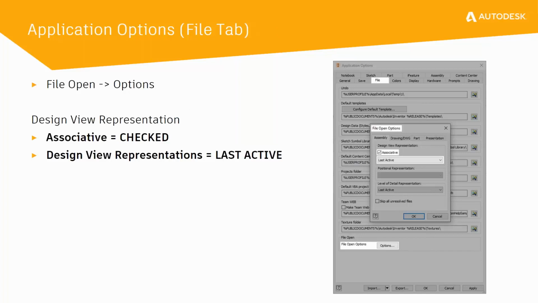If we then switch to the File tab, we want to make sure that Associative is checked. A reminder here, I had to remind myself, it's not actually on the File tab. It's a sub-dialog box that if you go down to File Open Options and click on Options, it opens up the File Open Options area. And within here, we want to make sure that Associative is checked. This controls the associativity with the design view representation in the model file that you're working with. And we want to make sure that from the pull-down box, Last Active is selected, and this loads the design view representation that was last saved with the assembly file.